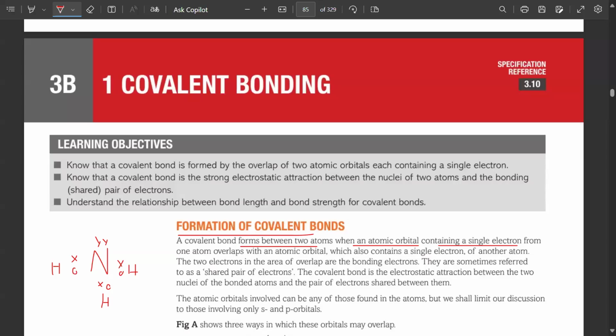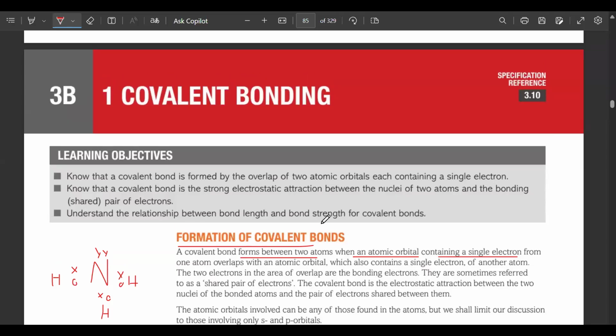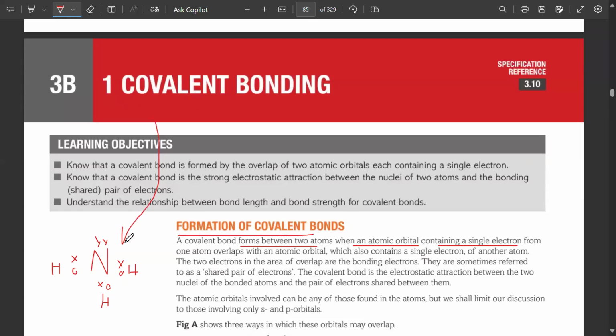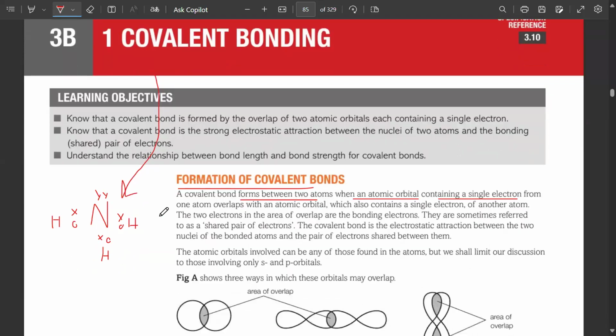Got it. So covalent bonding, as you told me, is the sharing of electrons. For example, you can see in ammonia that a covalent bond forms between two atoms when an atomic orbital containing a single electron from one atom overlaps with another atomic orbital, which also contains a single electron of another atom. Now, the two electrons in the area of overlap are the bonding electrons, and they are sometimes referred to as the shared pair of electrons. This is a bond pair, bond pair, bond pair, and then we have a lone pair, which is not bonding.